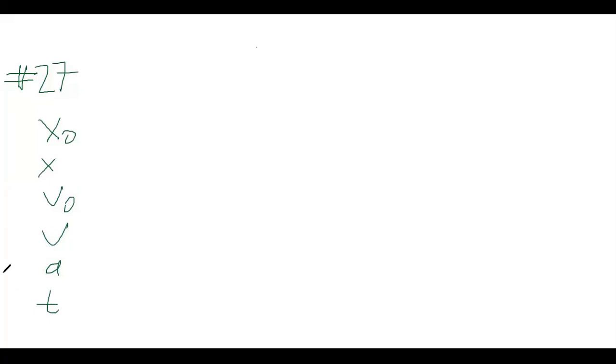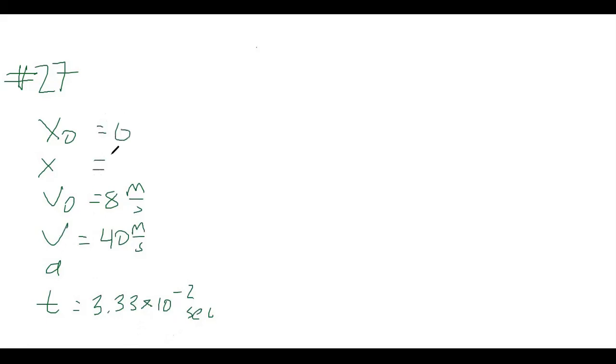If this shot takes 3.33 times 10 to the minus 2 seconds, calculate the distance over which the puck accelerates. Let's reread it. The slap shot accelerates from a velocity of 8 to 40. So the initial velocity is 8 meters per second, and the final velocity is 40 meters per second. If the shot takes 3.33 times 10 to the minus 2 seconds, calculate the distance over which it accelerates. So we assume the initial position is 0, and we're trying to find x, and we don't know a.